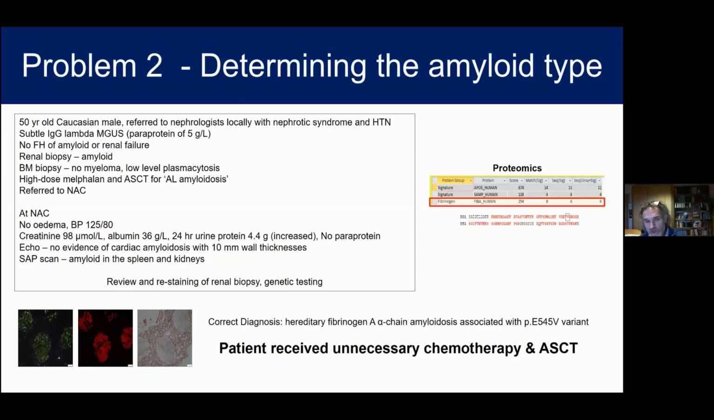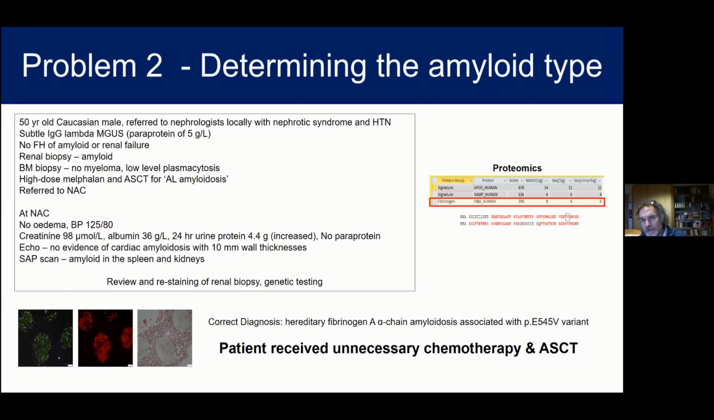We got his biopsy sent over, and we performed proteomic analysis on his biopsy and did some genetic analysis, and eventually identified that the diagnosis was in fact hereditary fibrinogen A alpha chain amyloidosis associated with a particular genetic variant. So this patient had received an unnecessary chemotherapy and stem cell transplant for a completely inappropriate indication, for presumed AL amyloidosis, when the patient had a different type of amyloid.